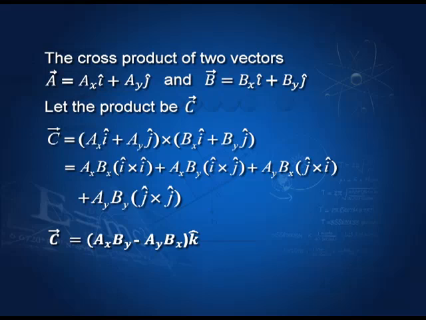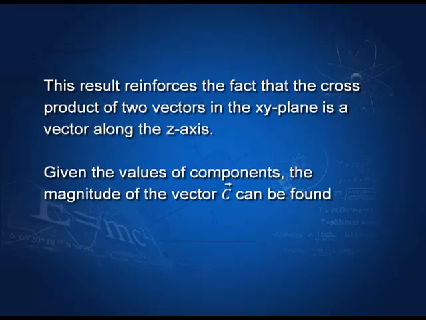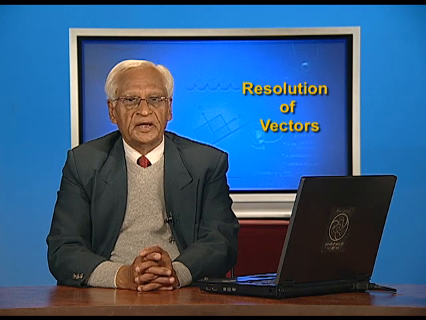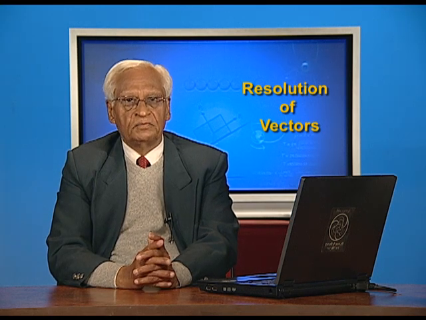So, vector C is, you can see, in the direction of k cap. This result reinforces the fact that the cross product of two vectors in the xy plane is a vector along the z axis. Please remember this. If the vectors are in the xy plane, then their cross product has to be in the z direction, either this way or that way. Since this is going to be used by you very often, this is a very important concept.